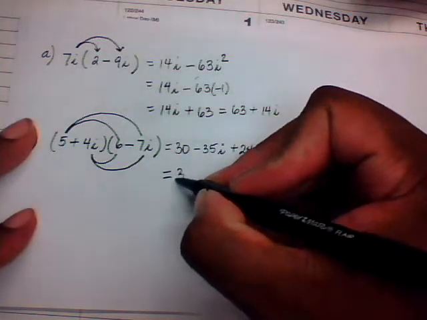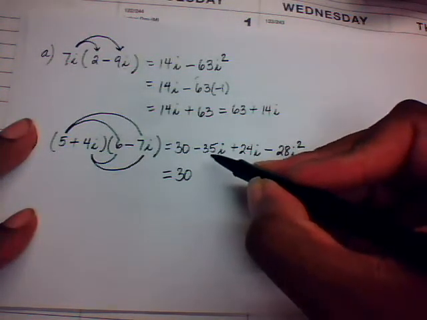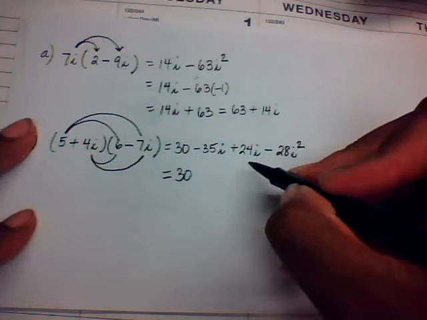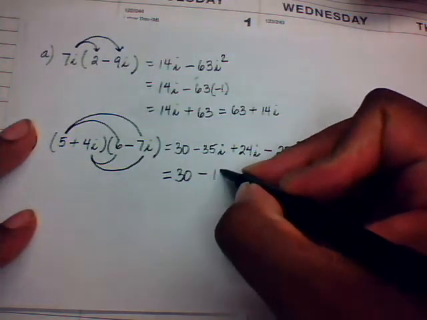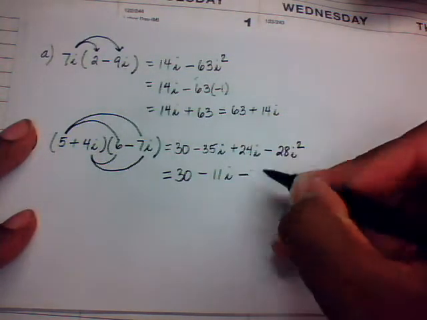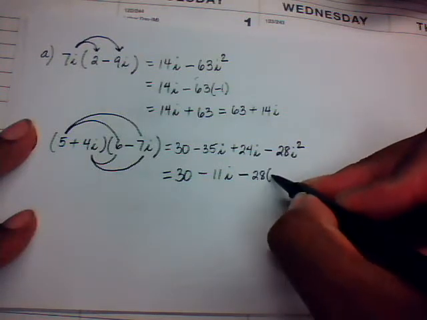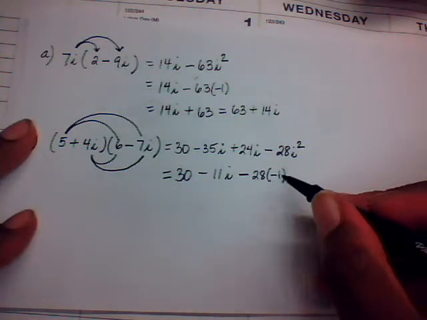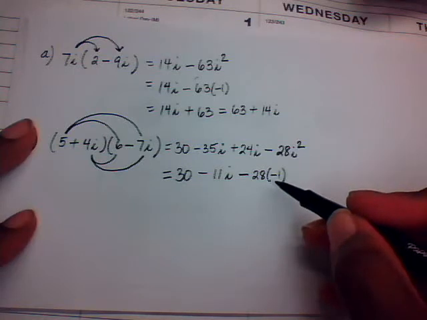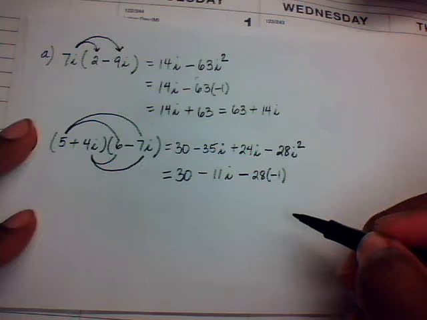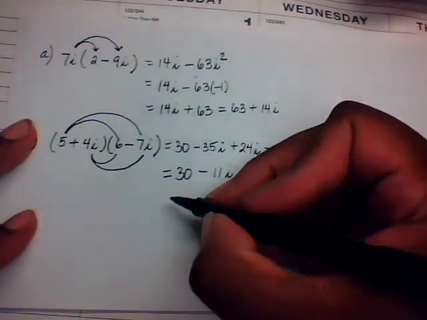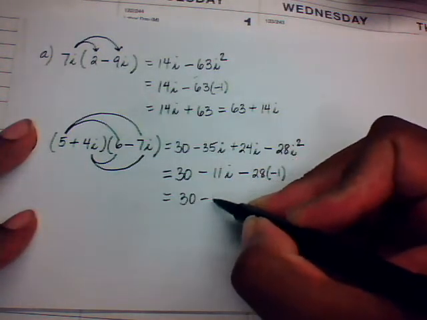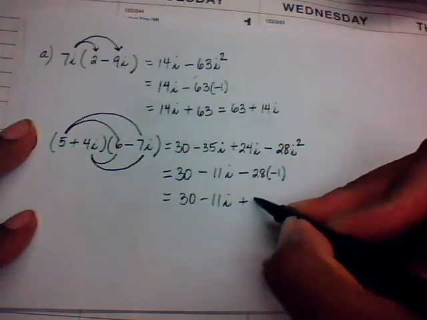Now let's simplify this, because we know we're going to have to replace the i squared with the negative 1. So here I'm going to bring down the 30. I'm going to go ahead and add negative 35i to the 24i. That's going to give me a minus 11i. And then minus 28 times, and here I'm replacing the i squared with negative 1. So I have minus 28 times negative 1, which will give me a plus 28. So we'll say 30 minus 11i plus 28.